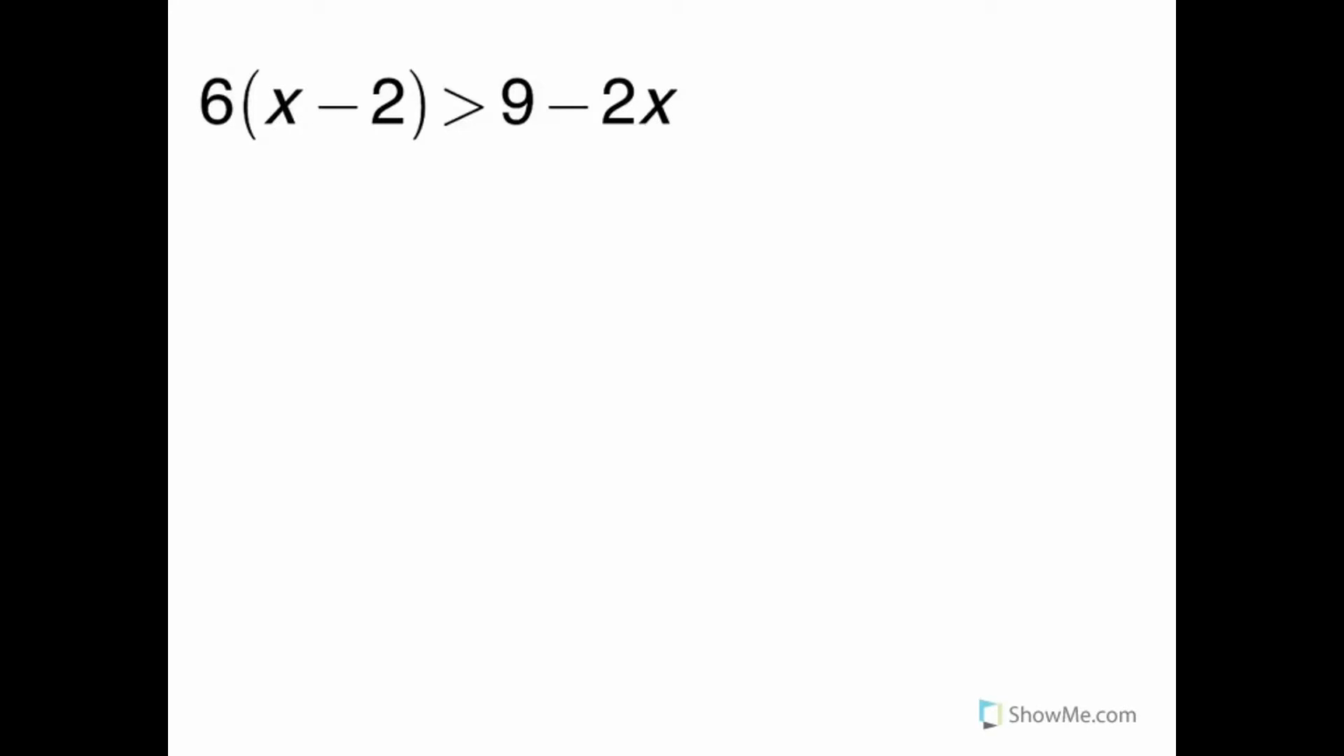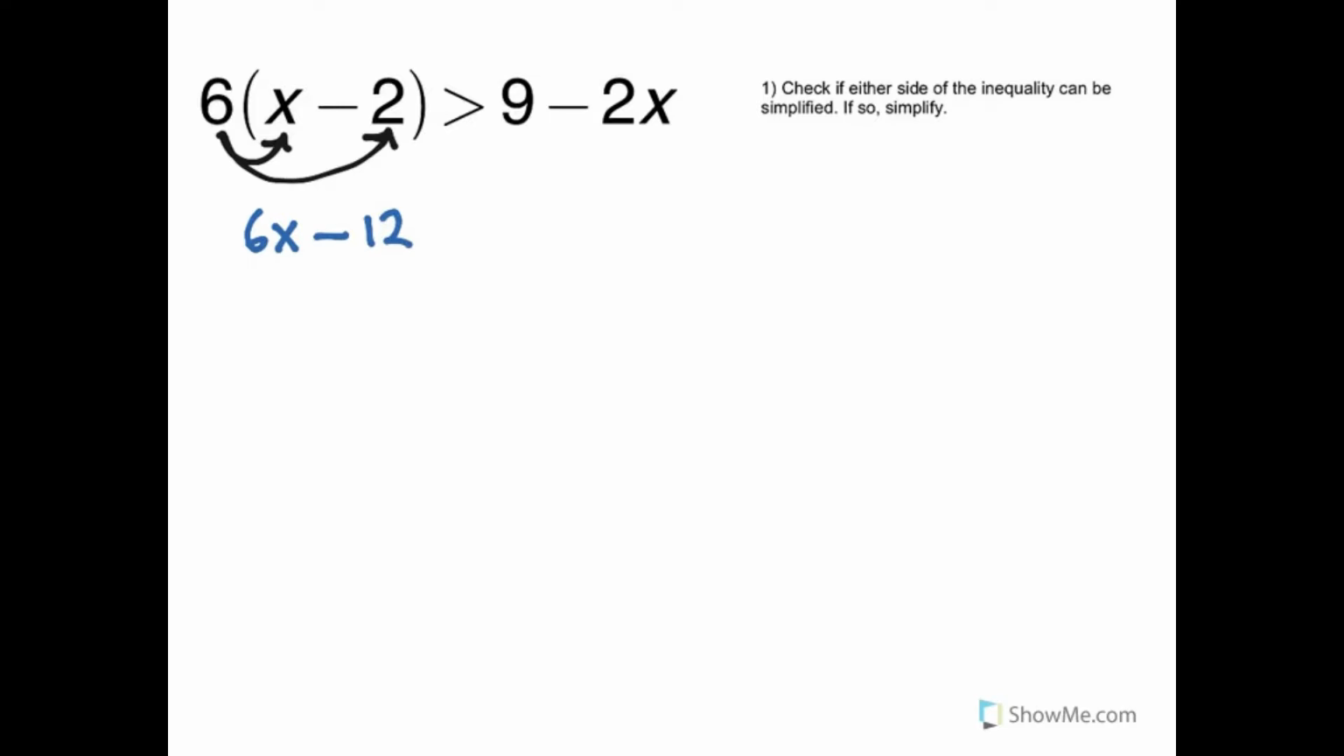This inequality is 6 times the quantity x minus 2 is greater than 9 minus 2x. First, we check if either side can be simplified. Well, 6 times parentheses x minus 2 can be simplified using the distributive property. If I multiply by 6, 6 times x is 6x, and 6 times negative 2 is negative 12. So 6x minus 12 is greater than 9 minus 2x.